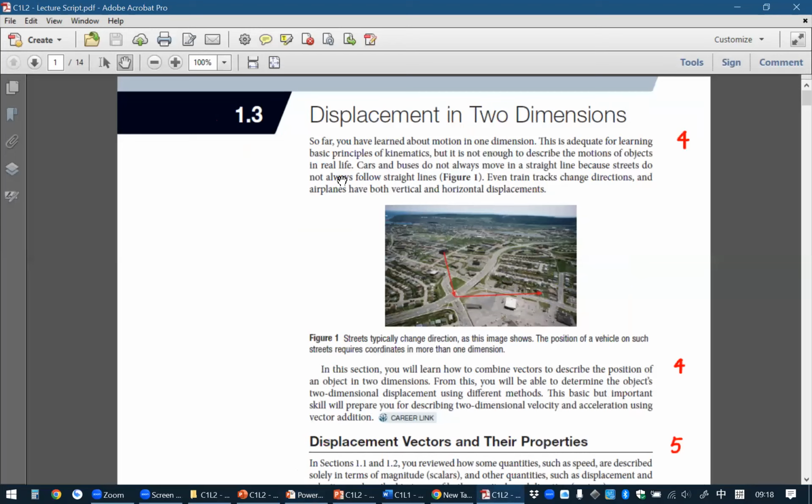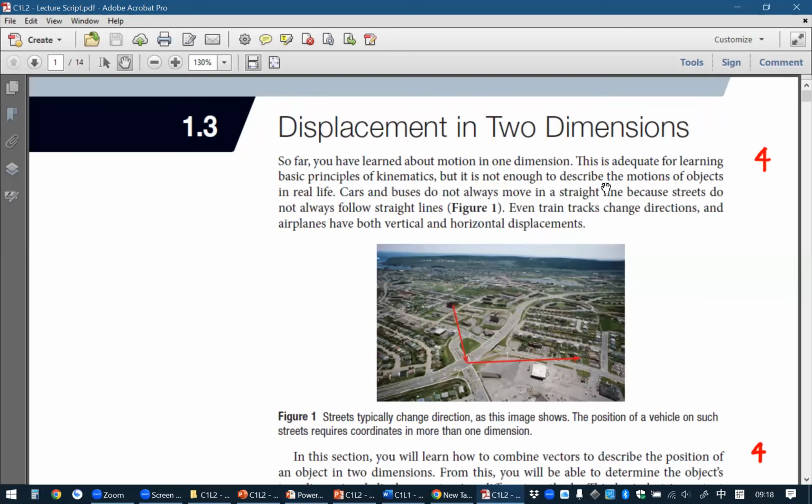Okay, so far we have learned about motion in one dimension, right? This is adequate for learning basic principles of kinematics, but it's not enough to describe the motions of objects in real life. Cars and buses do not always move in a straight line because streets do not always follow straight lines, such as here, shown in figure 1. Even train tracks change directions, and airplanes have both vertical and horizontal displacements.